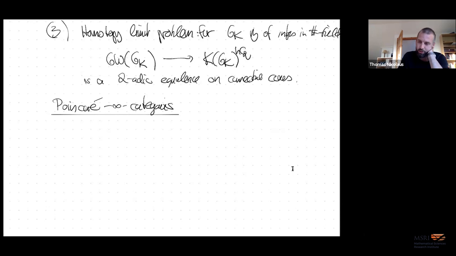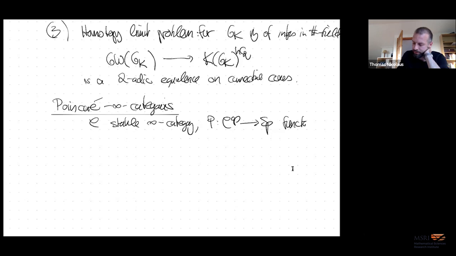You could look at pairs of C, a small stable infinity category, and you want to have a functor Q from C^op to spectra. That's a functor. And this functor is not exact, but it has a bunch of nice properties. The first property is that... Q, by the way, is an old Greek letter for Q.